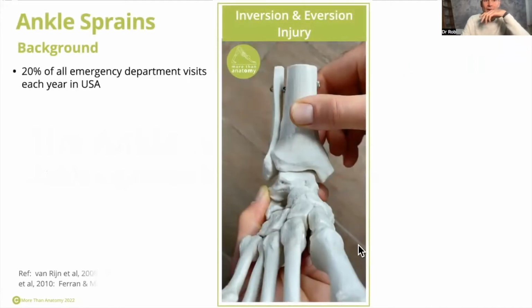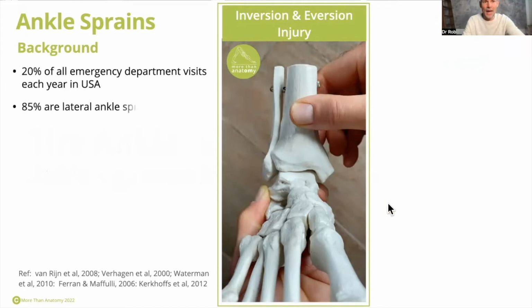A little bit of background now: 20%, can you believe, 20% of all emergency department visits each year in the USA are ankle sprains. It's an incredibly common issue that you will come across again and again. Incredibly high number. 85% of those are lateral ankle sprains. So lateral, if you're not familiar with that term, is on the outside.